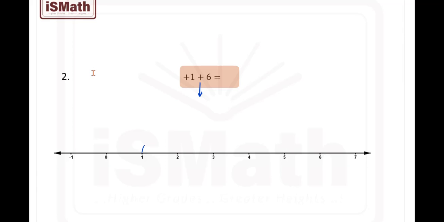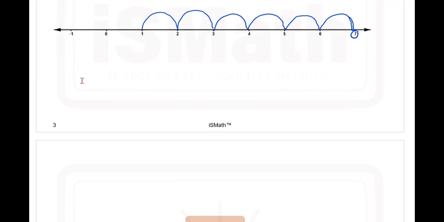So I'm going to go 1, 2, 3, 4, 5, and 6. 6 lands on 7 here. So the answer to this one will be +7. We are using the number line to add and subtract directed numbers. Let's go to another example.